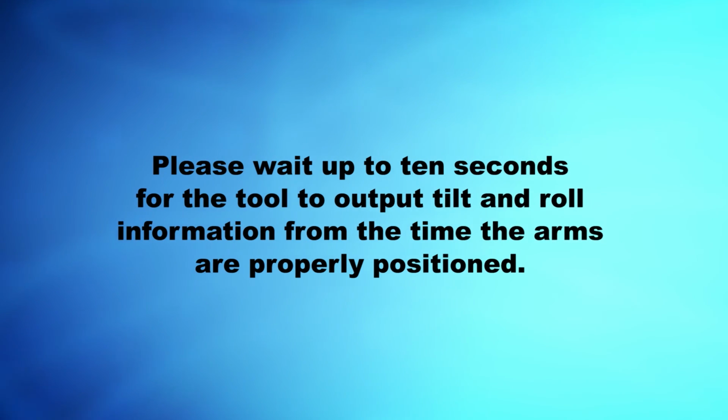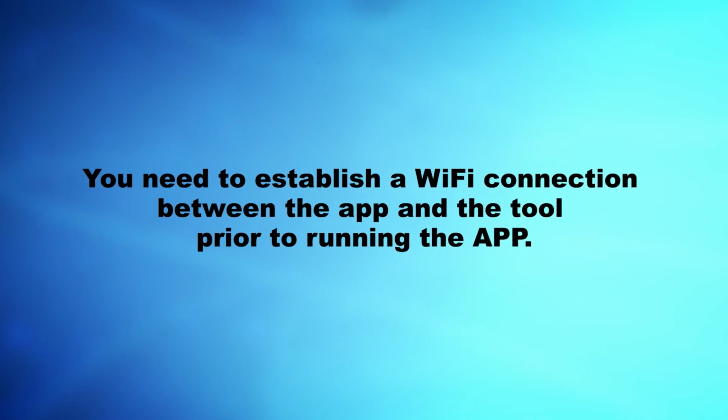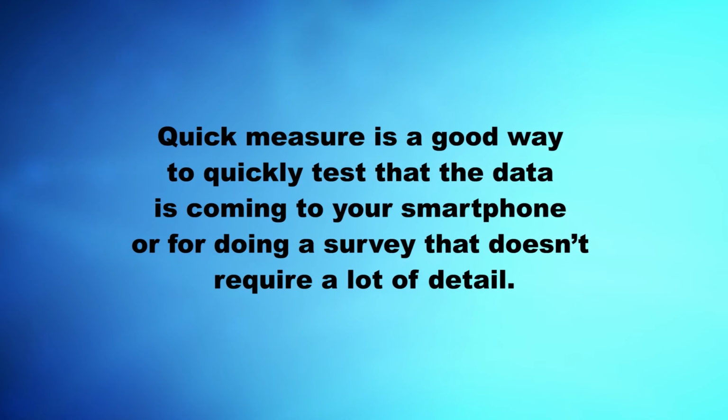Key point review. The app needs to be installed onto your smartphone prior to ascending the tower. You need to establish a Wi-Fi connection between the app and the tool prior to running the app. Quick Measure is a good way to quickly test that the data is coming to your smartphone or for doing a survey that doesn't require a lot of detail.